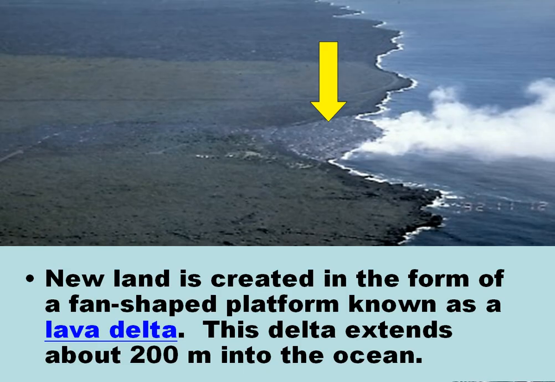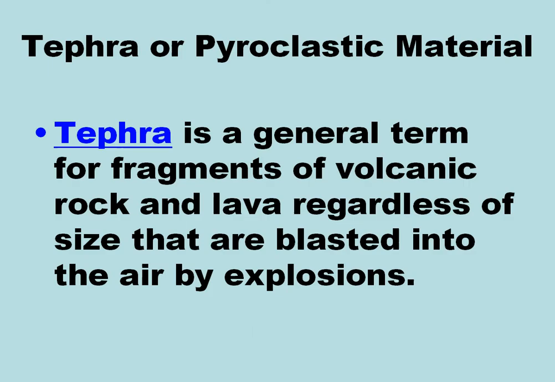Now, one of the interesting things about volcanoes is, yes, they can destroy, but they can also build. Here's new land that's being created, and that's called a lava delta. So it's actually creating new land. Now, we're going to end by talking about different types of material that's put out by a volcano.